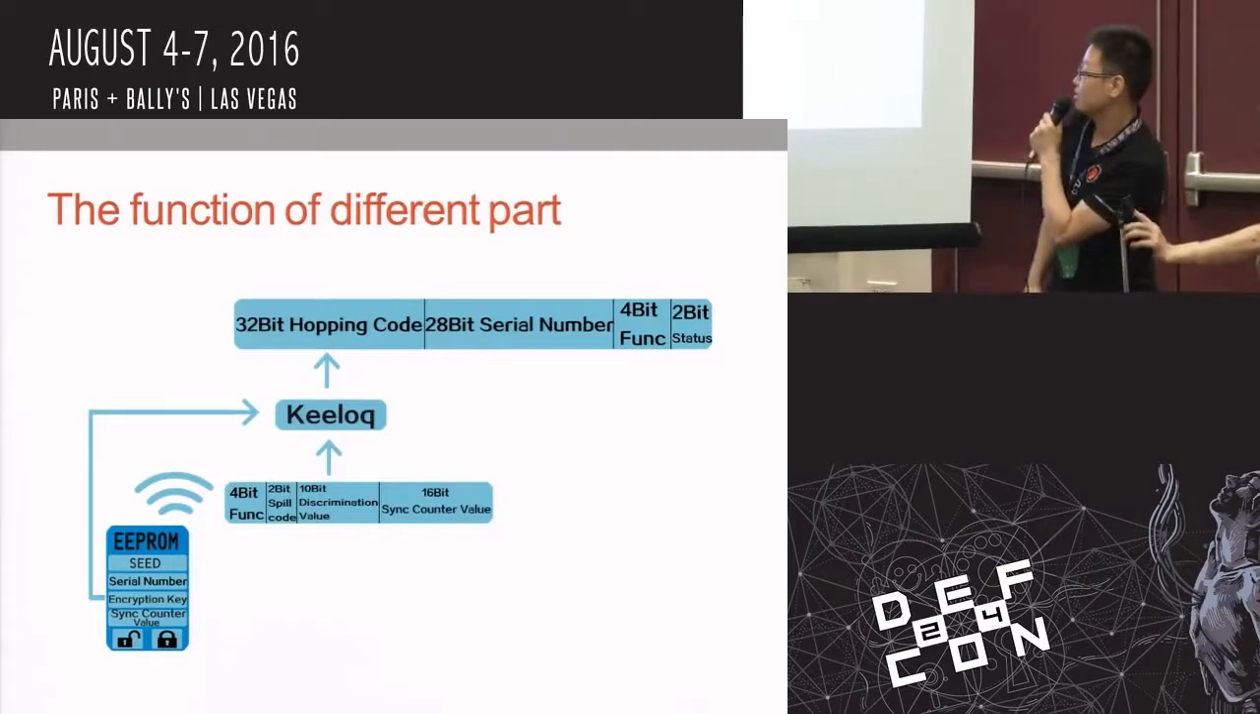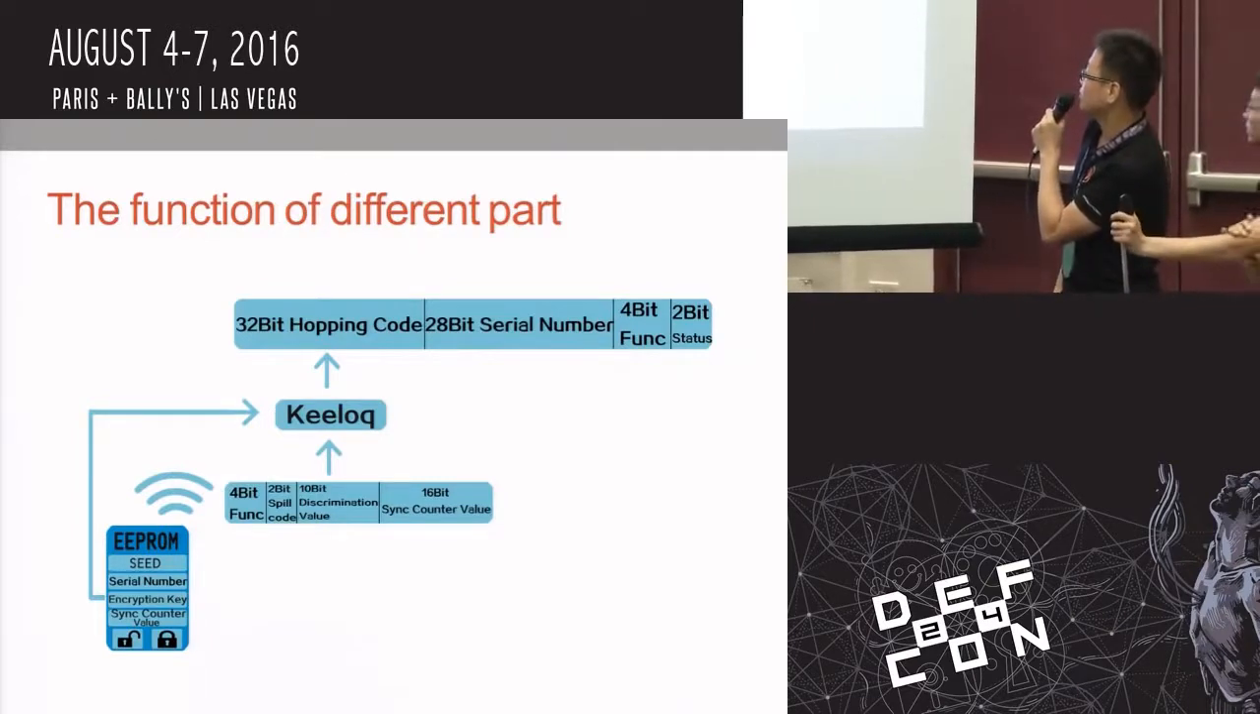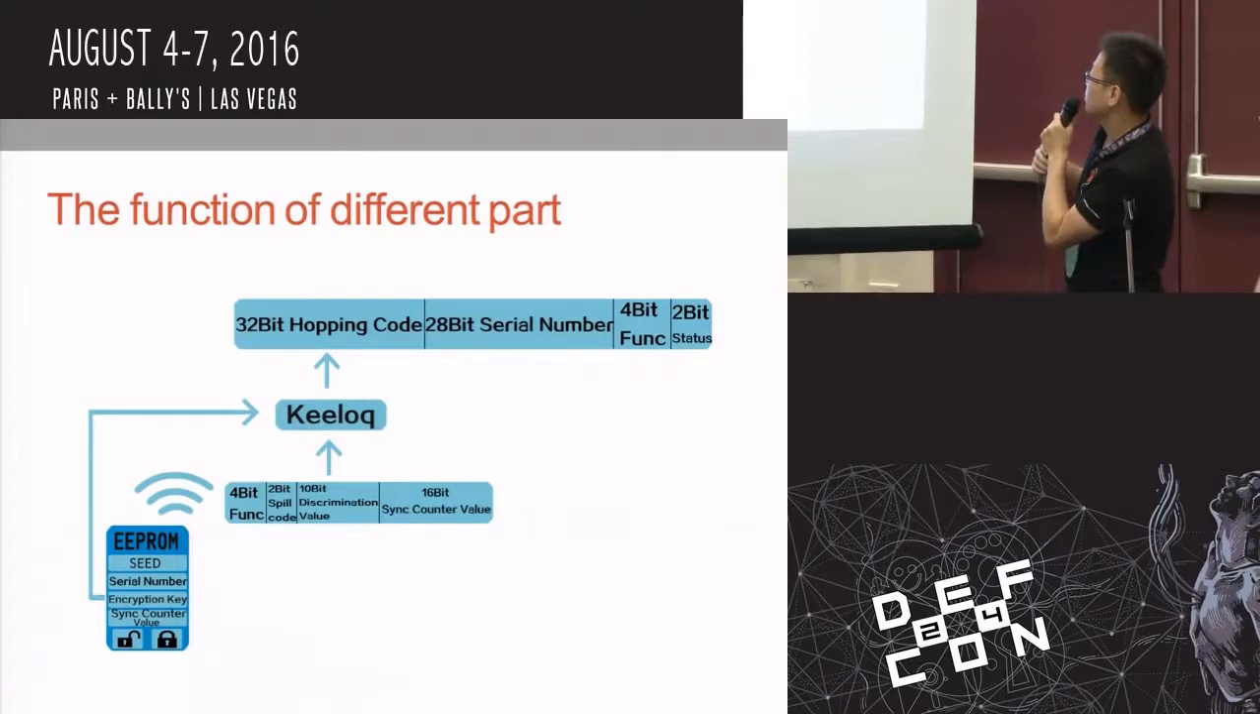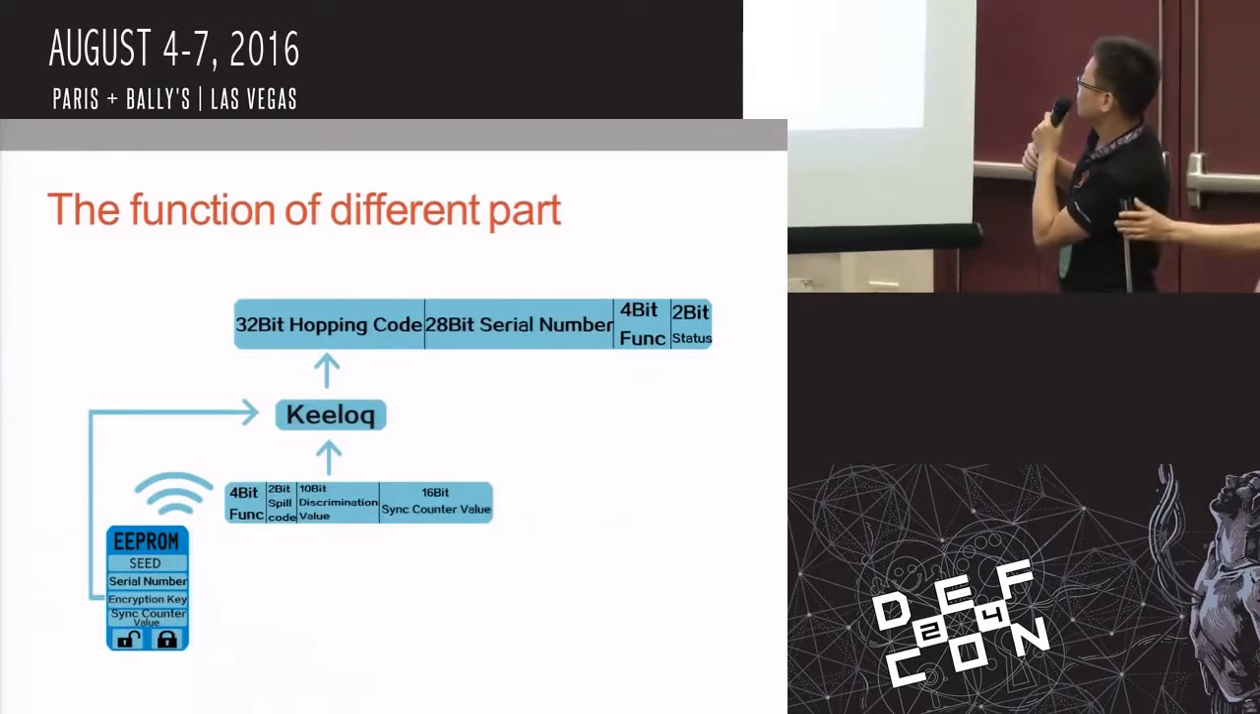Okay, then they will do the KeeLoq. They use the 64-bit encryption key and run the KeeLoq algorithm to produce the 32-bit hopping code.